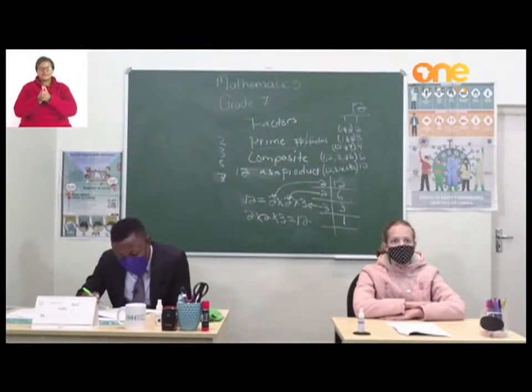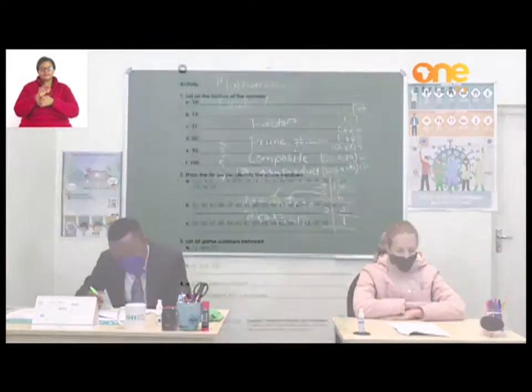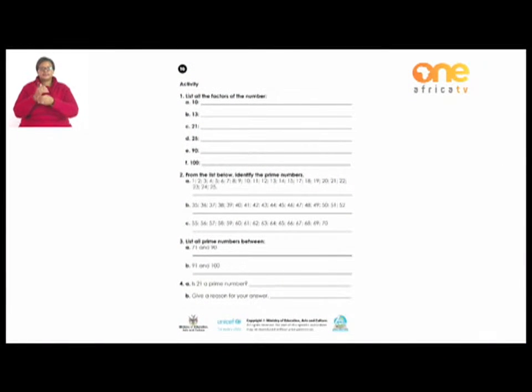Let us now go to page 16 to do the activity. I'll read through the activity and give you guidelines on how to do the activity. Number 1, you need to list all the factors of the numbers for number 10A, B 13, C 21 until F. Then we move to question 2. The following, from the list below, identify the prime numbers.